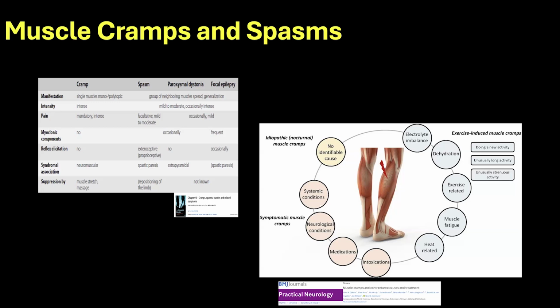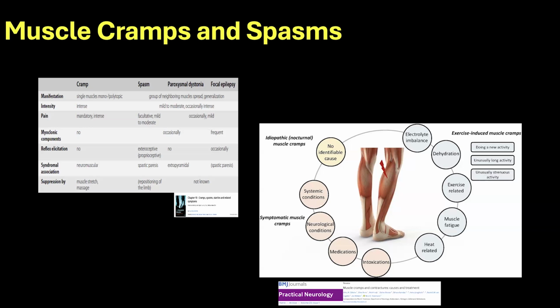A spasm, though, is generally generated from hyperexcitability of the peripheral nerve, which does happen occasionally in patients with CMT, but is more associated with diseases of the central nervous system, whereas cramps tend to be associated with diseases of the peripheral nervous system.